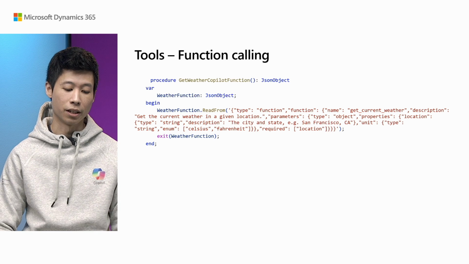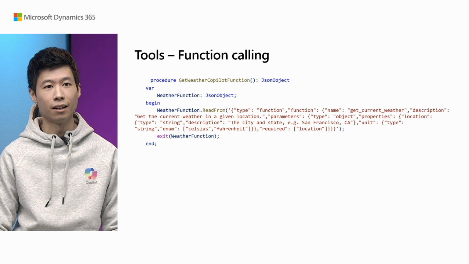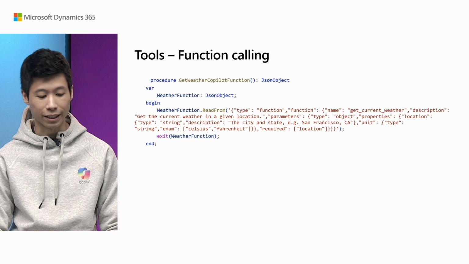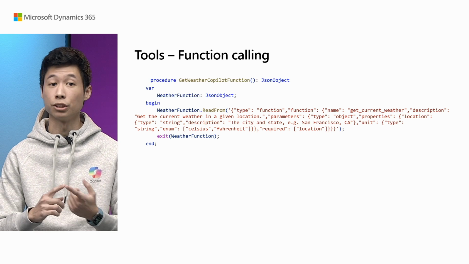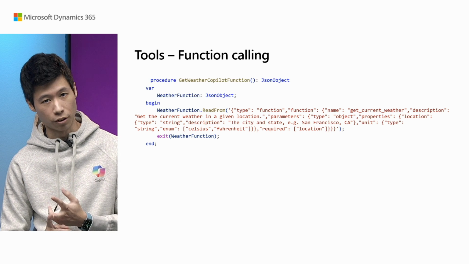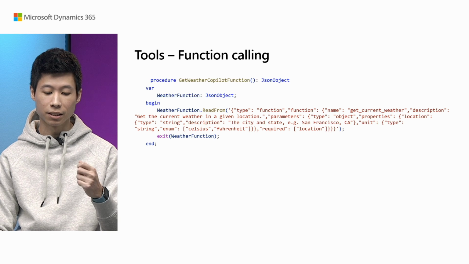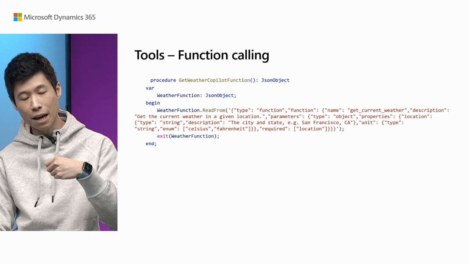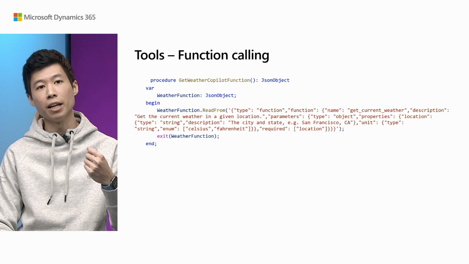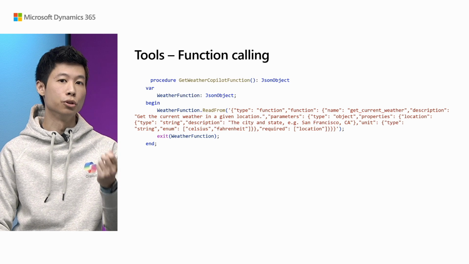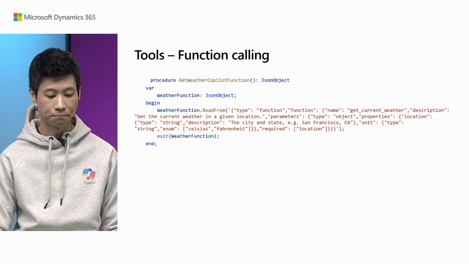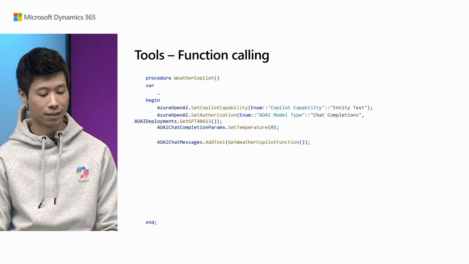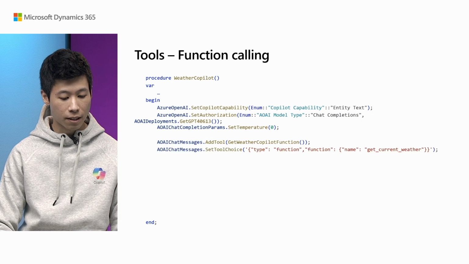You should not be putting your function as text in your code like this. You should always retrieve them from isolated storage or Azure Key Vault, for example. Because your description, as I had mentioned, can be considered IP because it's describing what the model should do with the function.